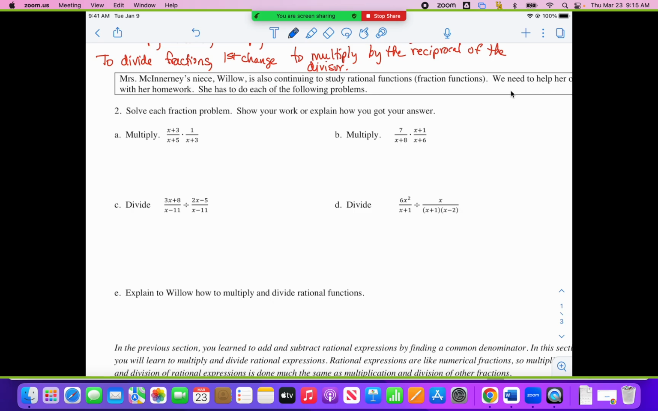And make sure when you're doing part C and D, you have to do that first step where you change it to multiply by the reciprocal of the divisor. You can't skip that. Okay, you'll get them wrong if you do that.